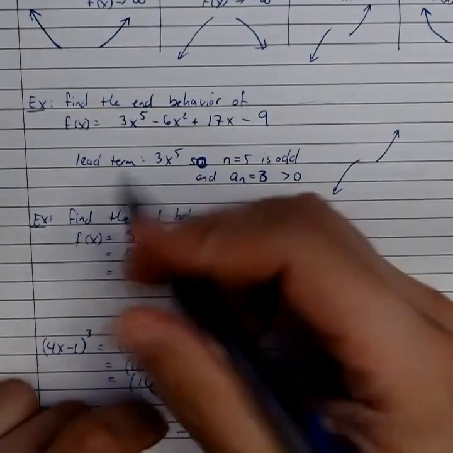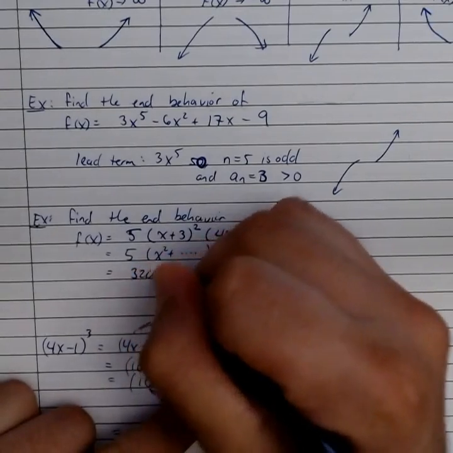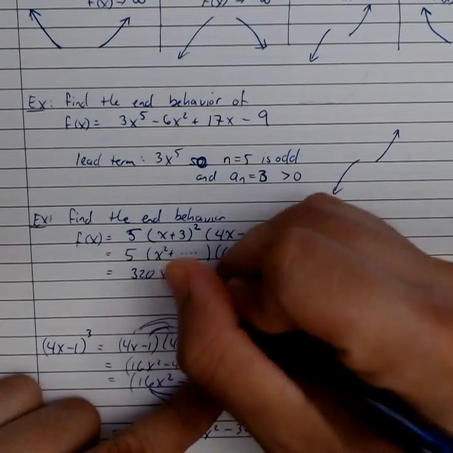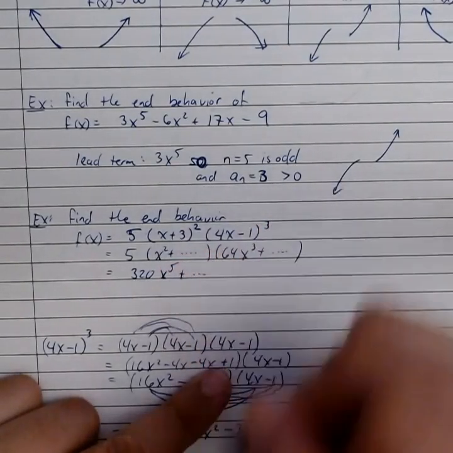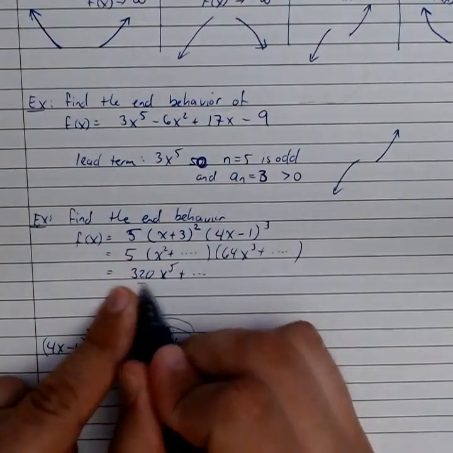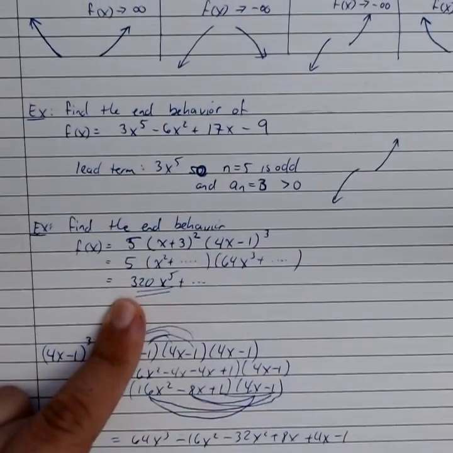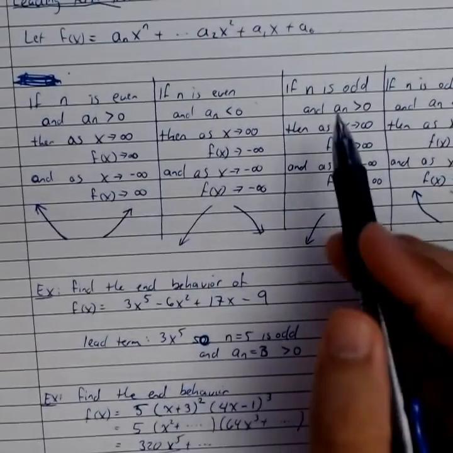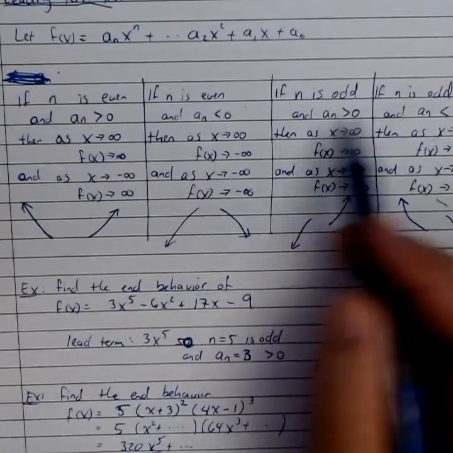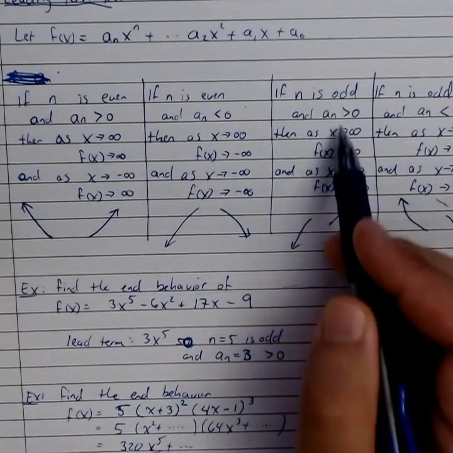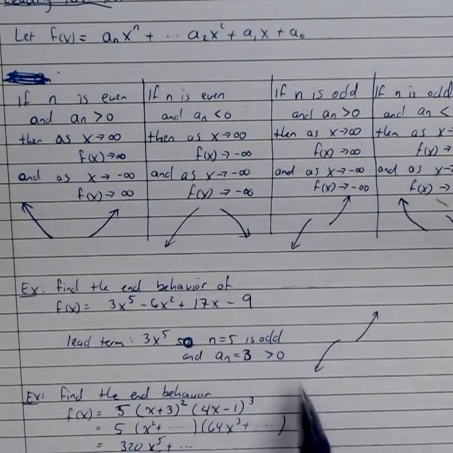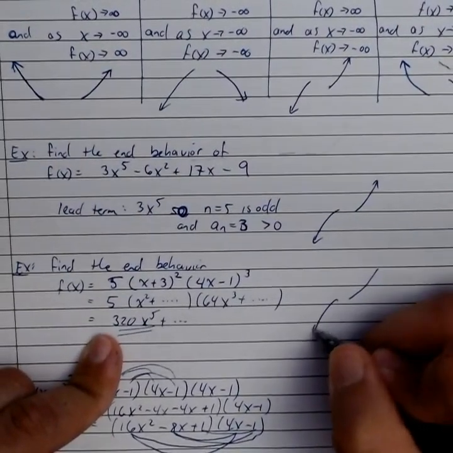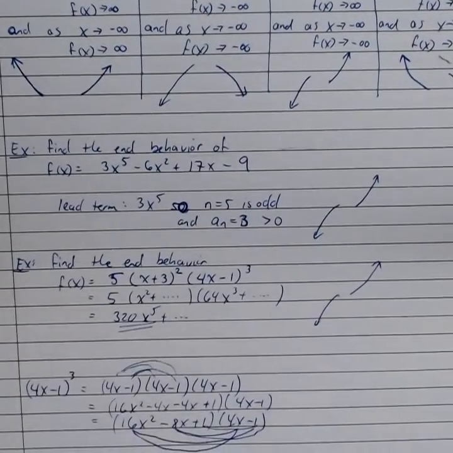Okay, well, 5 times 64, that's going to be 320. X squared times x to the third is x to the fifth. And then plus a bunch of other stuff which we don't really care about. Hey, that right there, that's your lead term. So it's got a positive coefficient and an odd power. So that's this one right here. Odd power, positive coefficient. Oh, it's got the same end behavior as this one did. That was not intentional. I just picked some polynomial at random. And there we go.